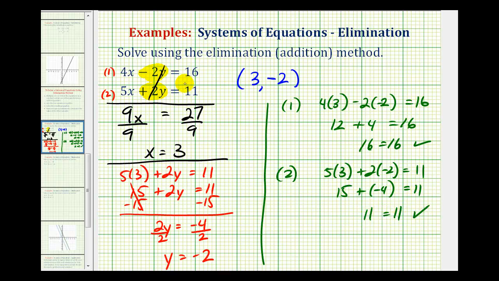Now this is just an introduction to how the elimination method works. A lot of times when we're given the equations, the x terms or y terms will not be opposites, and therefore we'll have to multiply either one or both equations by a constant so that the x terms or y terms are opposites. We'll take a look at an example of this in the next video.